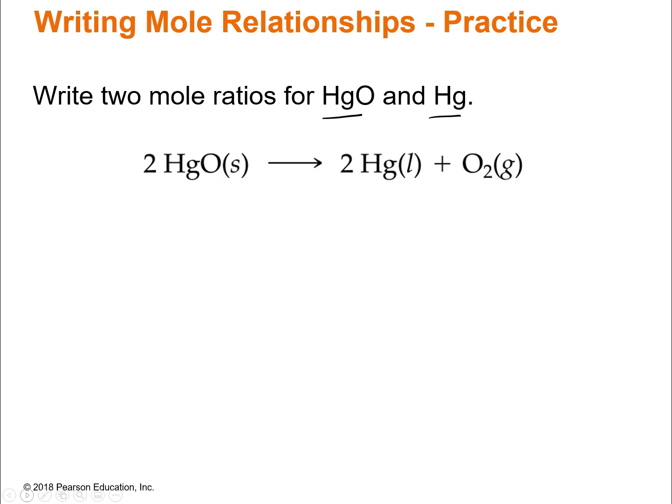So write in your notebook 2 mole ratios that describe the relationship between mercury 2 oxide and mercury from this chemical equation. I'll give you a minute, and then I'll write them out. Okay. We're looking at mercury 2 oxide and mercury. Sometimes it helps to circle the ones that you're interested in so that you're not tempted to write anything about oxygen or the other compounds. And this will come into play more so when we start doing stoichiometry problems. Right now we're building foundation.